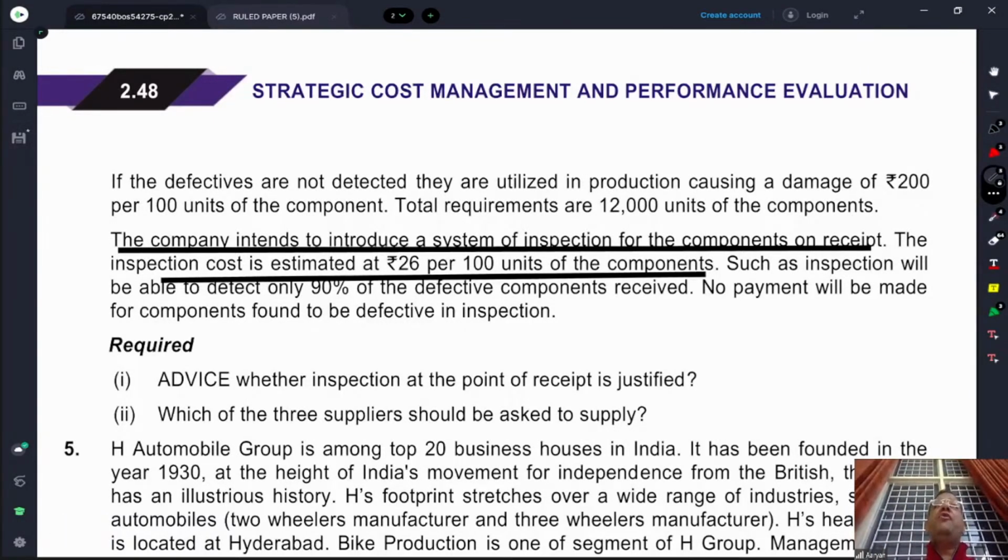ये जो इंस्पेक्शन कॉस्ट आ रही है, this is prevention cost, appraisal cost, internal failure और external failure. ठीक है, although not asked by the question, but still I want to revise that concept. That's why I'm asking you. Please tell me, ये जो इंस्पेक्शन अब हम इंट्रोड्यूस कर रहे हैं, इससे रिलेटेड जो कॉस्ट है, that will be prevention, appraisal, internal और external. I am waiting for your answers.